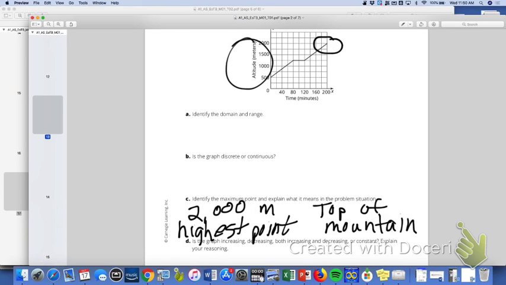Part D says increasing, decreasing, both, constant. What's happening there? It's increasing for the most part. It's increasing, increasing. And then we get that little nugget of constant right there in the middle where it's flat. So we need to write increasing and constant. If you only write one on Friday, you'll get a lot of your credit.